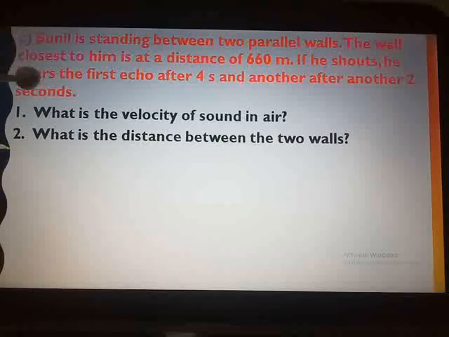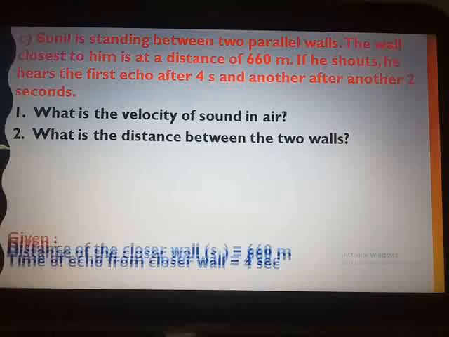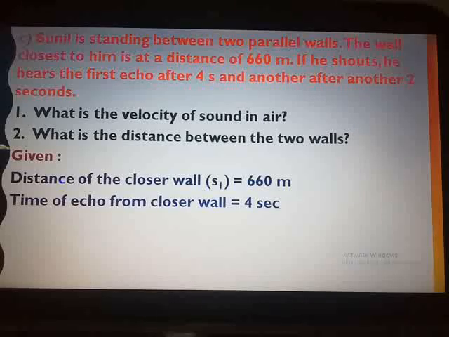What you have to find? What is the velocity of sound in air and what is the distance between the two parallel walls in which Sunil is standing? Very simple, but you have to apply the logic.